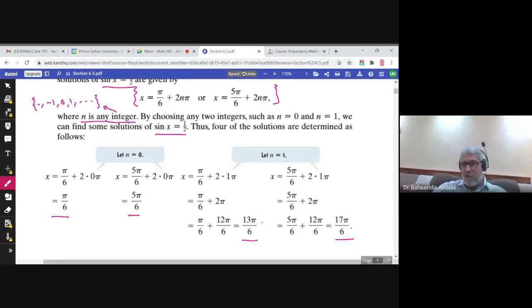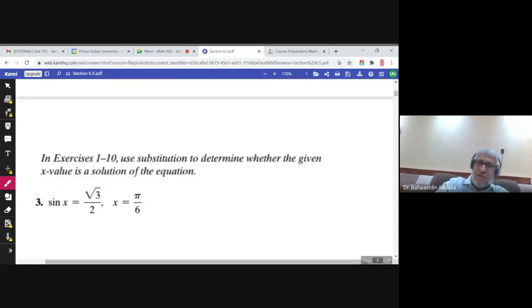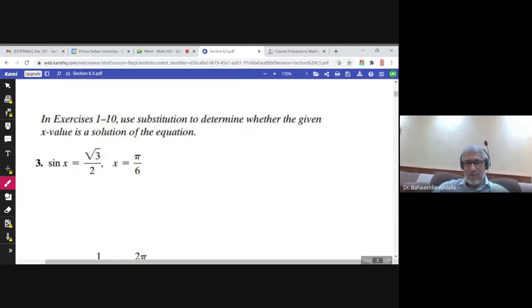So these are 4 solutions of this equation when you just replace n by 0 and 1. If you replace n by 2, you will get another 2 solutions. If you replace n by -1, you will get another 2 solutions. So there are infinitely many solutions of this equation because sine x is not a one-to-one function. Now let us solve these exercises.